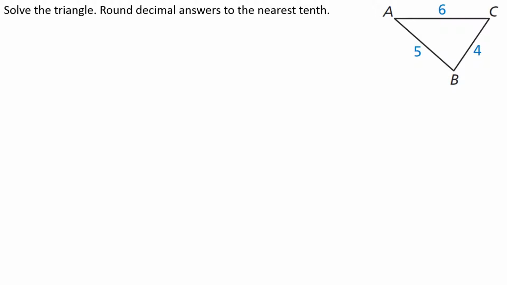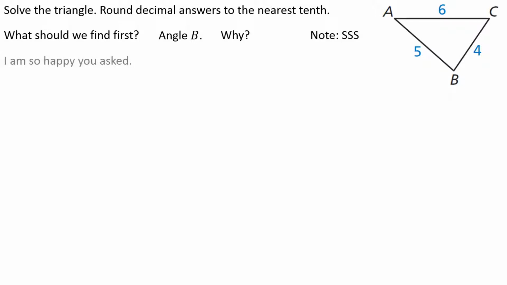Hey, it looks like side, side, side this time. We don't know any angles. All right, we've got a side, side, side here. So what should we find first? Well, it's very, very obvious what I would recommend finding first. Angle B. Now you're probably thinking, now wait a minute. Why can't we start with angle A? Why can't we start with angle C? Why do you want us to start with angle B? Why indeed? It might be a little bit before we get this example started.